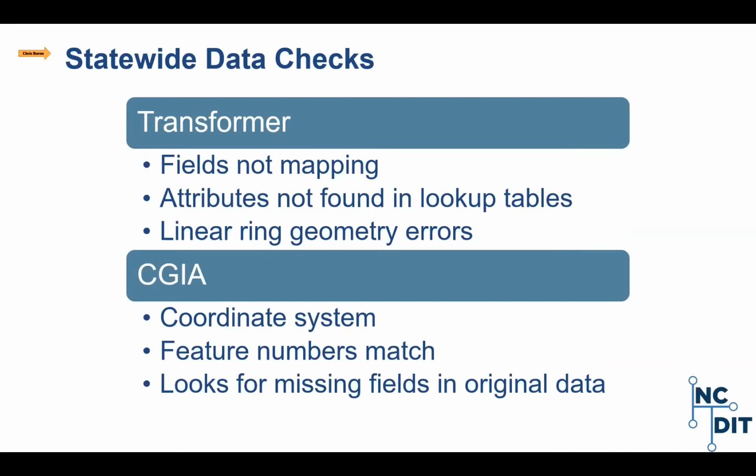And when there are field errors, we also look at the original data that was uploaded to determine if those fields do actually still exist in the data and are just called a different field. And that way we can remap the field mapping for the county. Again, most of the time there actually are no errors found, and once CGIA verifies this, we publish the data.